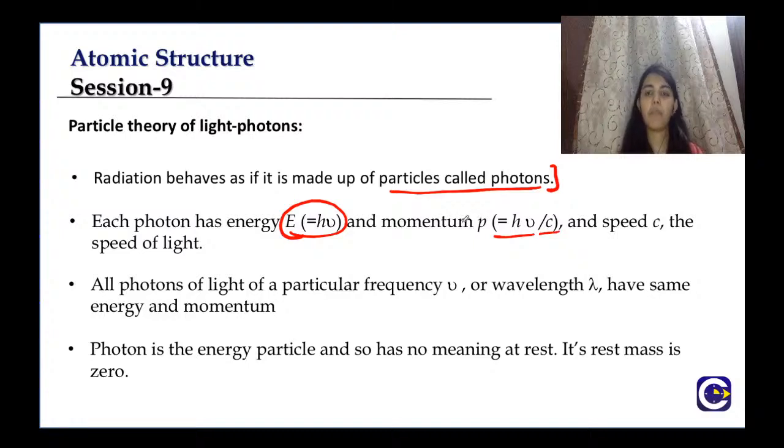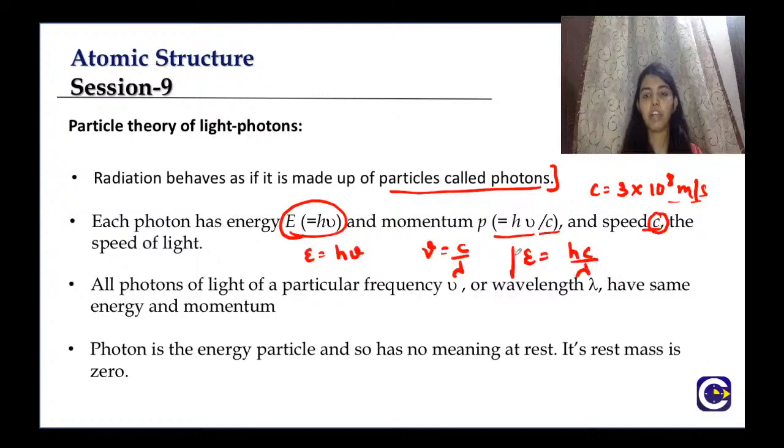So what is momentum? Basically h nu by c, and speed c. We already discussed that the value of c is 3 into 10 raised to the power 8 meters per second. That is the speed of light, right? So here we can also derive that E equals h nu, and we know nu equals c by lambda. So E is also equal to h c by lambda. This particular formula, you have to remember.